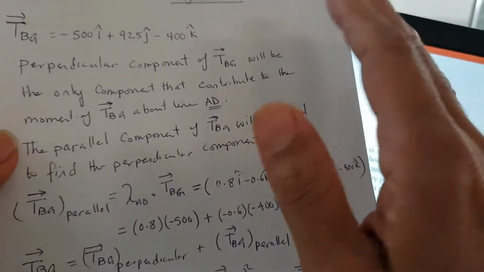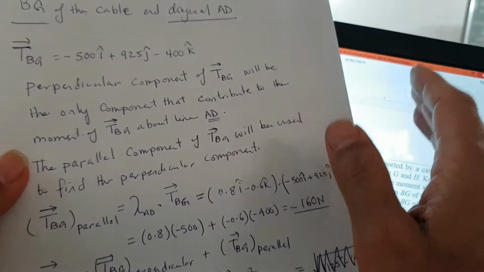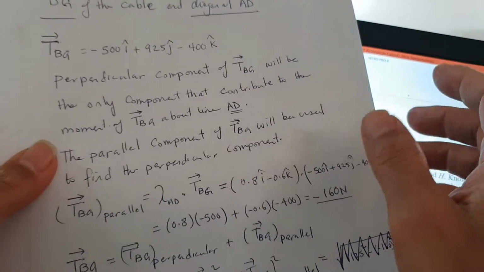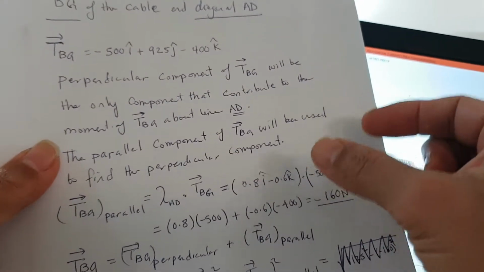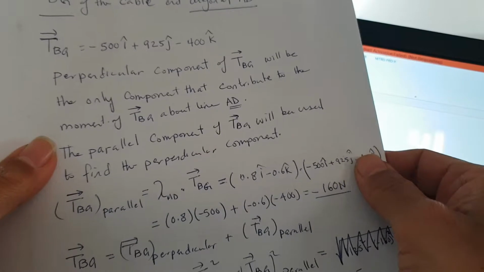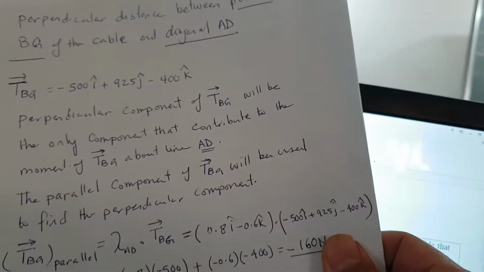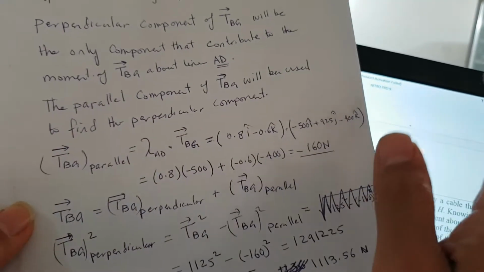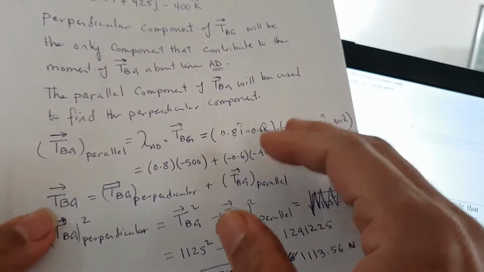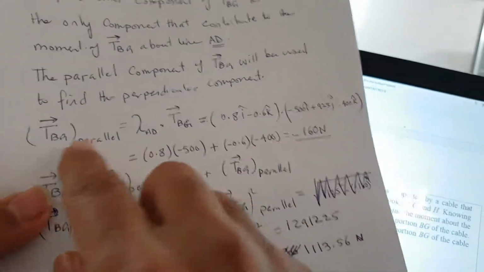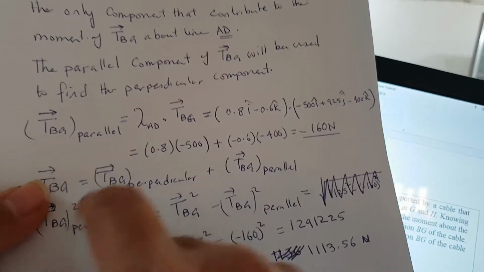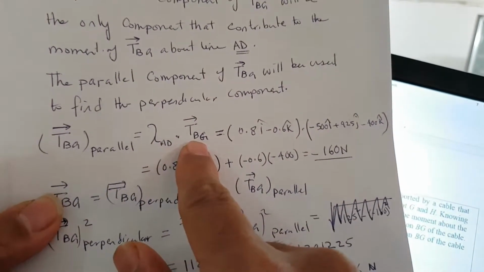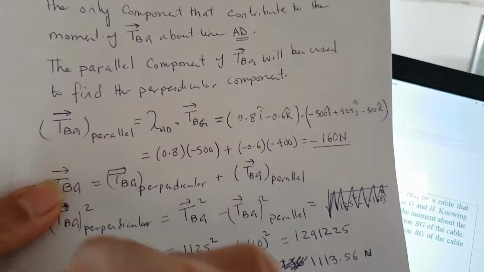Of course, the parallel one is not contributing to the moment. Only the perpendicular component of TBG, because we should do the moment between TBG and the distance perpendicular to it, to line AD or diagonal AD. The parallel component of TBG will be used to find out the perpendicular component. So first of all, we have to find the parallel, and then we're going to find the perpendicular. Let's go find the TBG parallel. It is the unit vector AD dotted with TBG. This is by default. So you could find the parallel, and from this you could find the perpendicular.